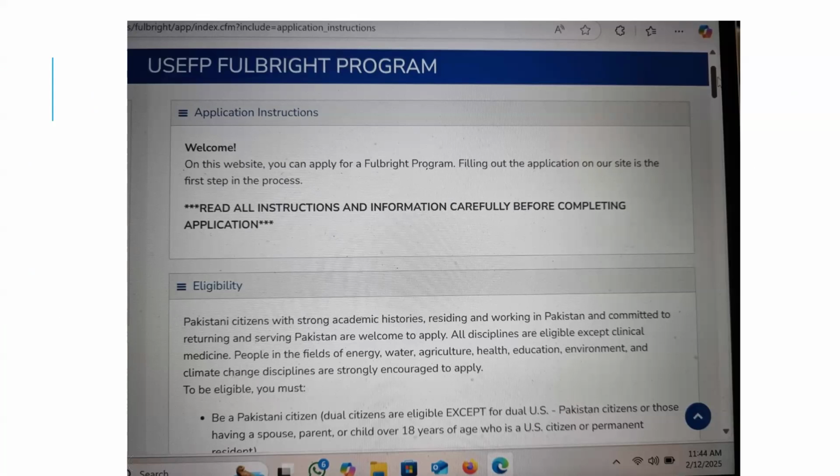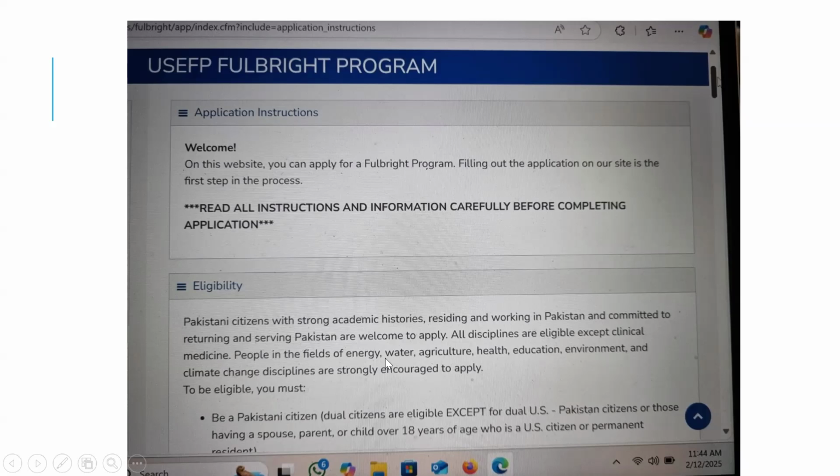And although this particular application that I'm talking about is about Pakistani citizens, generally you would find applications that are similar to this one, even if you are not in Pakistan or if you're not filling a Pakistani Fulbright application. So, Pakistani citizens with strong academic histories residing and working in Pakistan and committed to returning and serving Pakistan are welcome to apply. All disciplines are eligible. So, except clinical medicine, all other disciplines are eligible to apply.